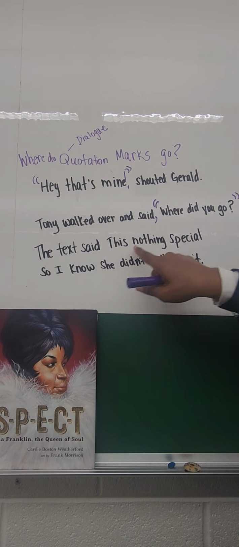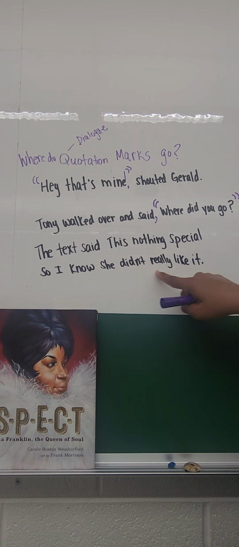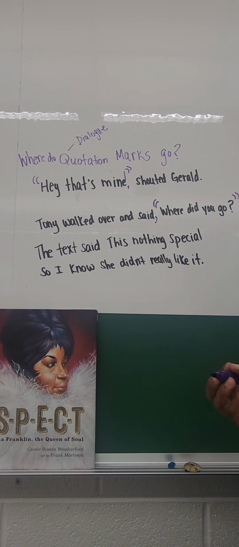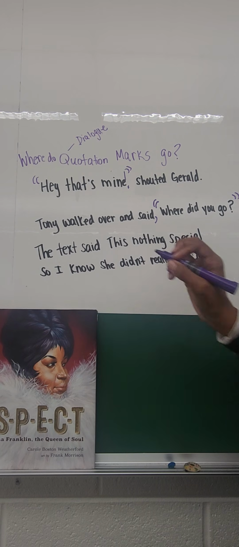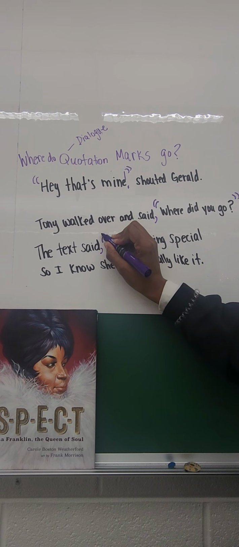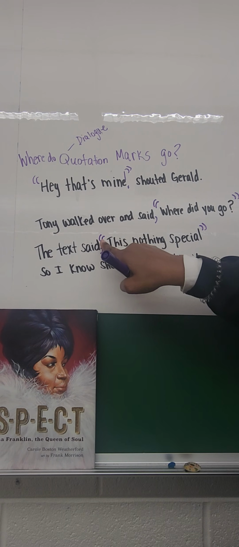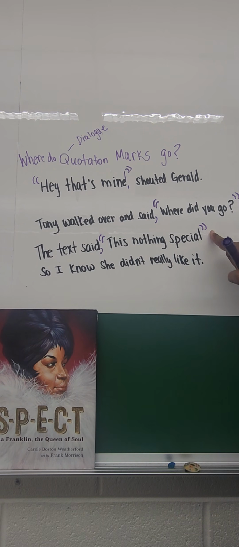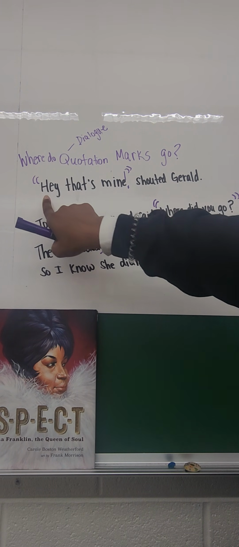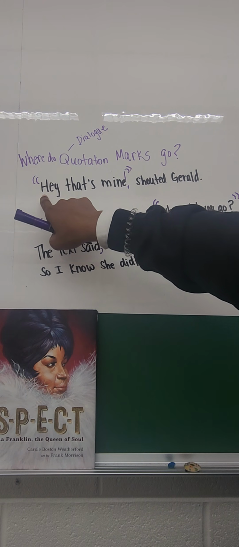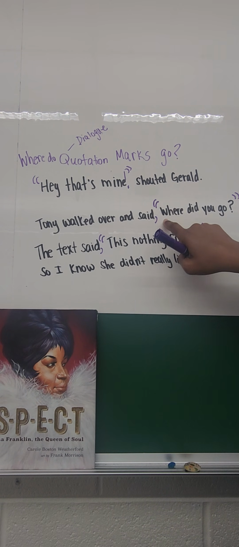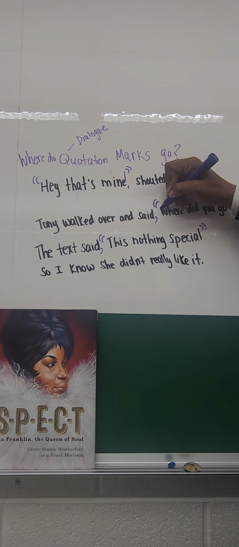The text said, this is nothing special, so I know she didn't really like it. So what is the actual text being pulled from the text? This part here that says, this is nothing special. So put your comma, open quotation marks, and closing quotation marks. Also, the first letter in your opening quotation marks is capitalized. So that is supposed to be, this looks like a little bit lowercase. Let's capitalize that.